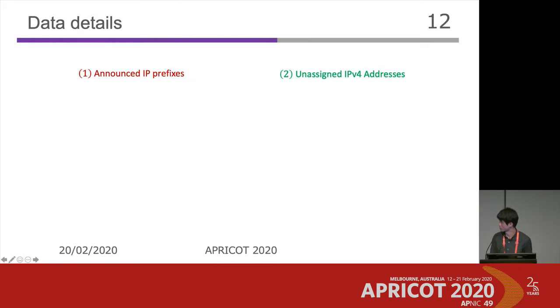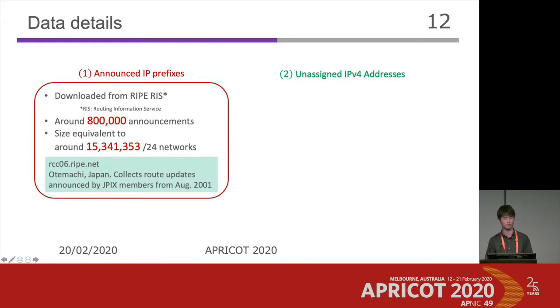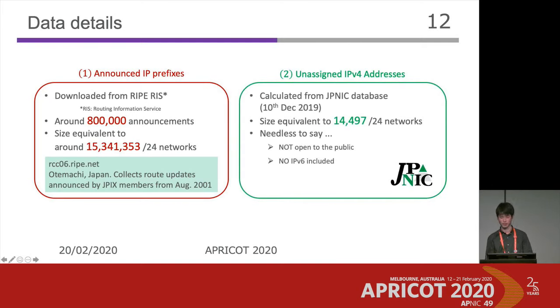Now, the data details we use. For announced IP prefixes, we use files downloaded from the Routing Information Service. Each file contains around 800,000 announcements, and its size is equivalent to around 15,341,353 /24 networks. The one we used was for Japan, named RRC06, which collects route updates announced by JPIX members. And for unassigned IP addresses, we simply calculated this from the JPNIC database on the 10th of December last year.